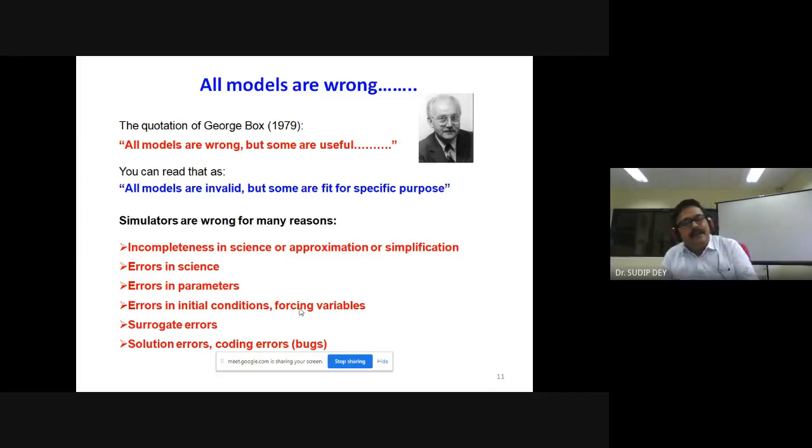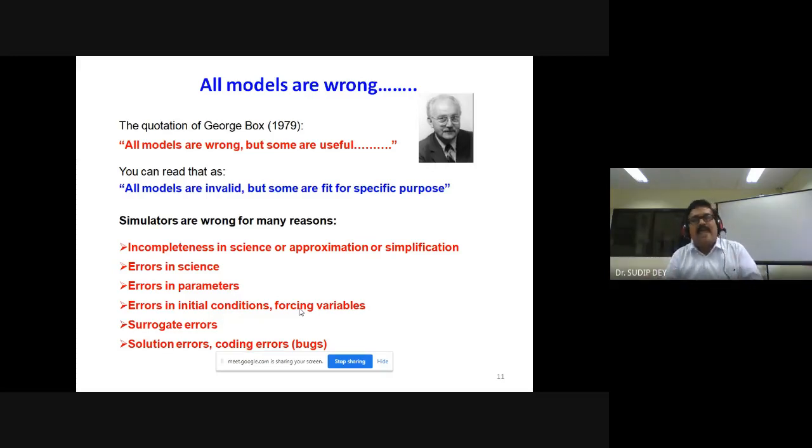So ultimately, we come to the conclusion that all models are invalid, but some are fit for specific purposes. How? In weather modeling, we are trying to measure all the parameters related to the weather, like temperature, humidity, rainfall, because those are very important issues. Like that, in engineering also, we need to measure different parameters like length, maybe rotational speed, because in tribology, we'll come to it later on.